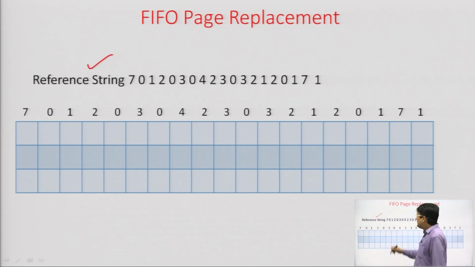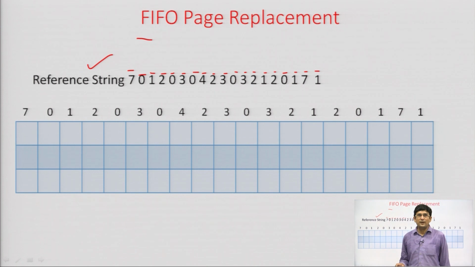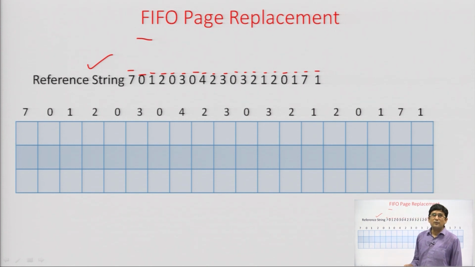So, let us say for example, the CPU is referring to page numbers 7, 0, 1, 2, 0, 3, 0, 4, 3, 2, 3, 0, 3, 2, 1, 2, 0, 1, 7, 1. So, these are the references. We have to find out how many total page faults are occurring. What I have said about the page fault is that if the referenced page is not found in the main memory, this is a page fault.